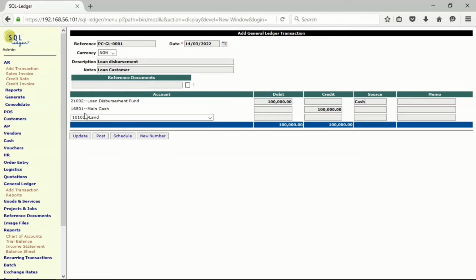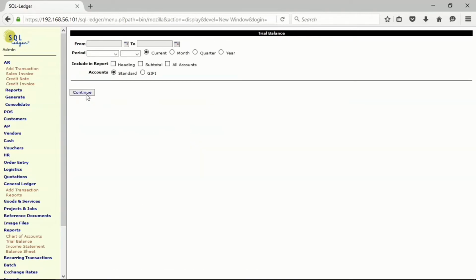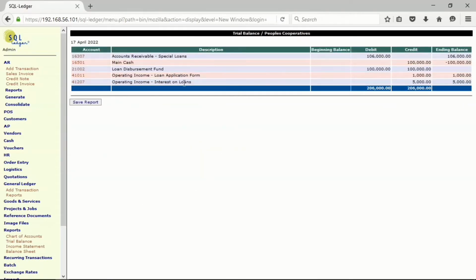So having done this, you will see that when we post this transaction, that loan disbursement account will become 0. This is what we were talking about. So let's post. Good. Let's look at now the trial balance. If you look at the trial balance, you will notice that his loan account is still standing here. But the loan disbursement account, which shows that he has been given the loan, is nil because we booked it and we have disbursed it. And we disbursed it from main cash.